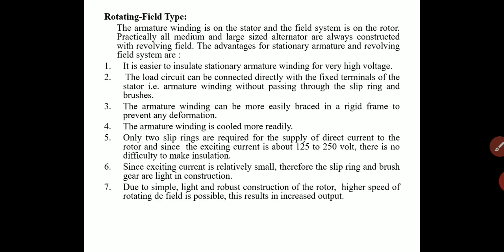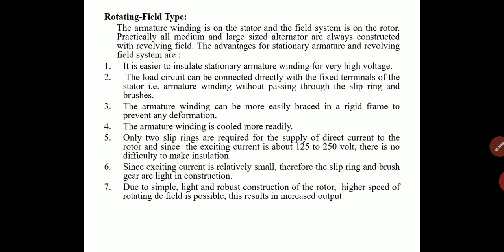The next classification is the rotating field type. Here it is the reverse of the first one. In the first one, the armature is on the rotor and the field is on the stator. Here it is reversed: in the rotating field type alternator, the armature winding is on the stator and the field winding is on the rotor. All the large type alternators come under this classification.